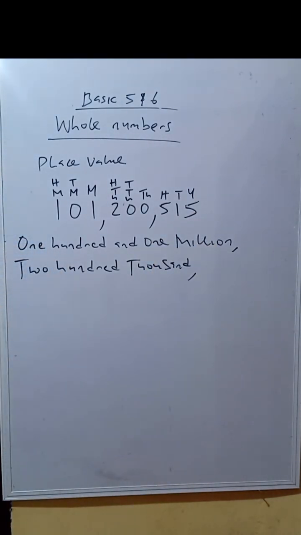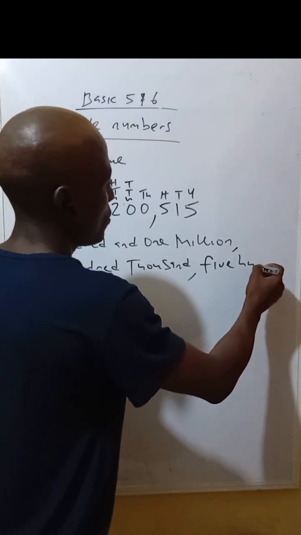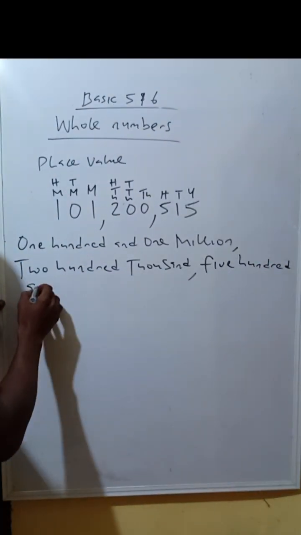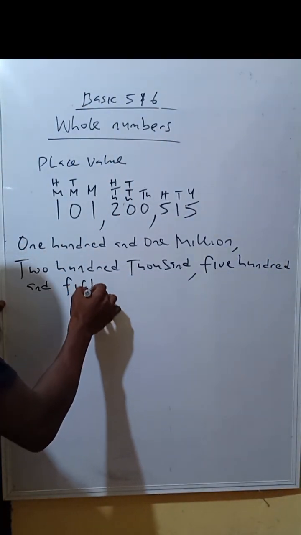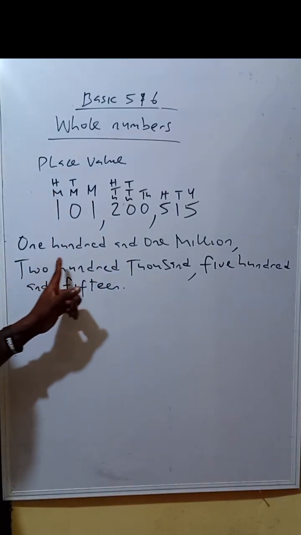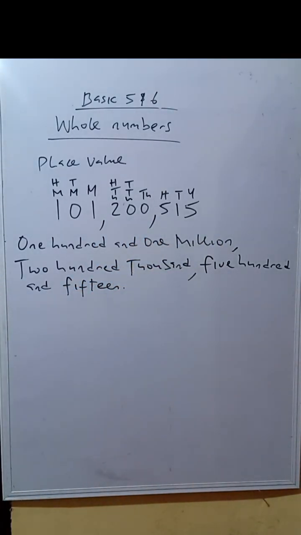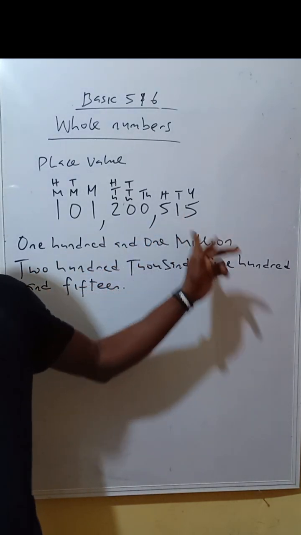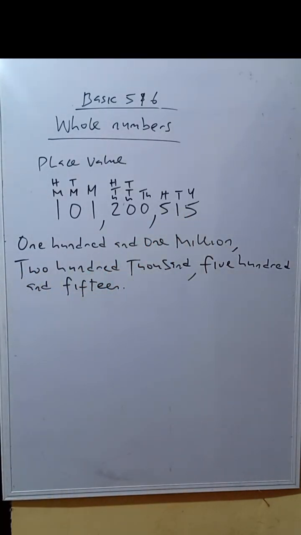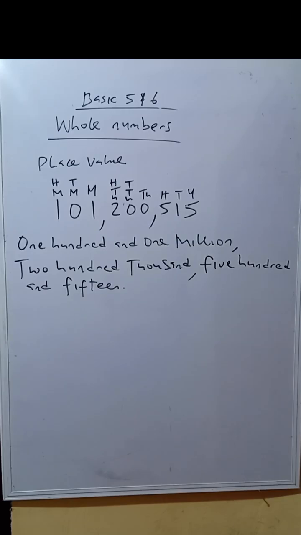515. 101,200,000. 515. 500 and what? 15. So that's how you call or write down that number. 101,200,515. So that's how you write down this number.